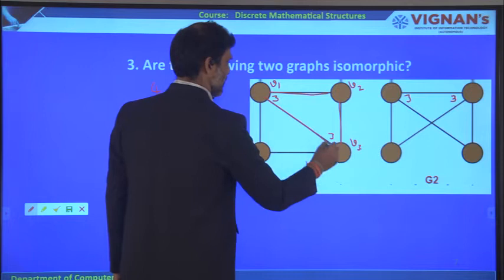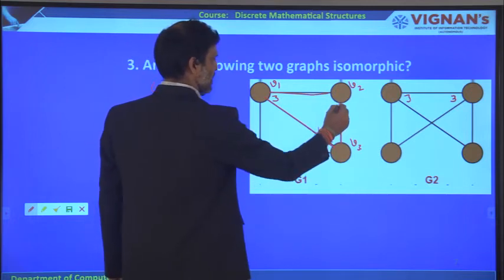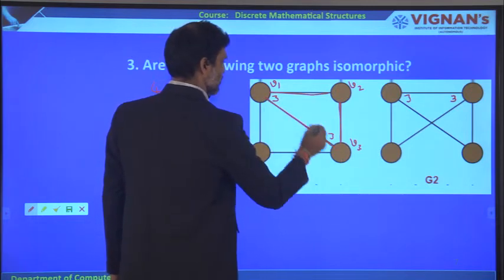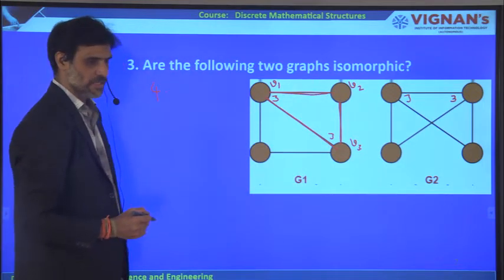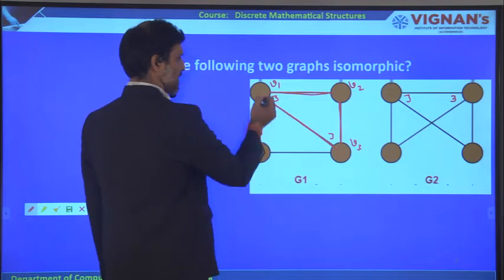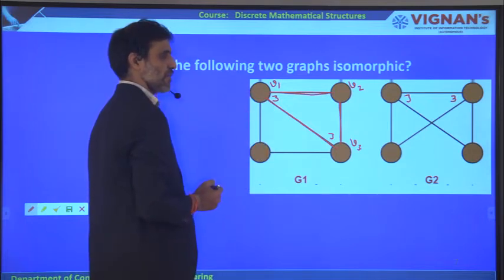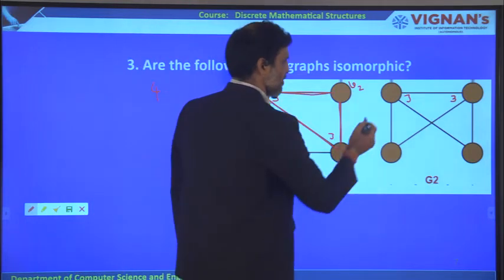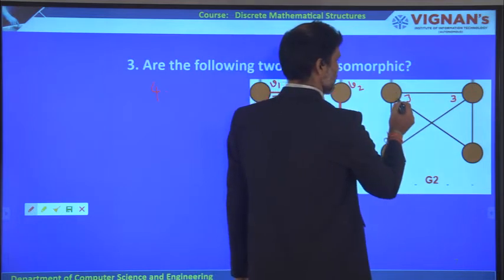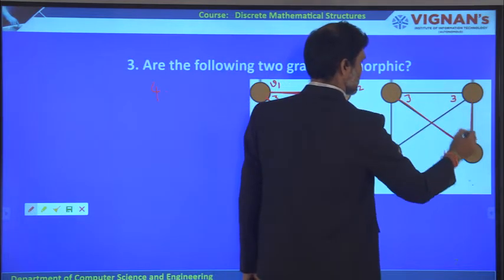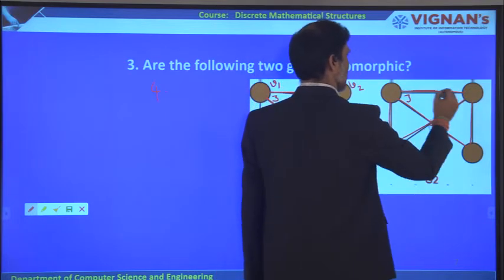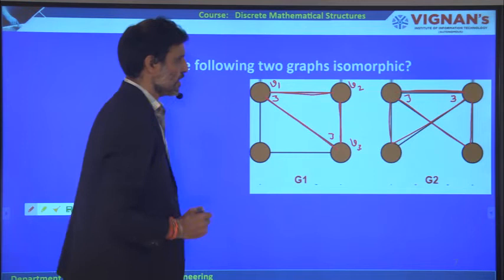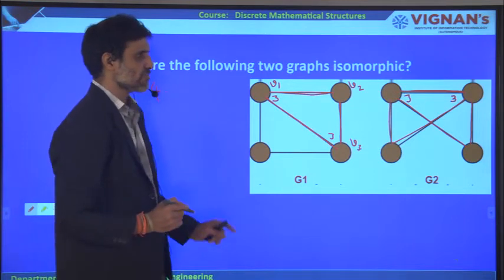Yes, it forms a cycle. Similarly, V3, whether it is forming a cycle or not? Yes, it is forming a cycle like this with respect to third degree vertices, or otherwise you can take it like this also. So therefore it is forming a cycle. Similarly, with respect to the third degree vertices, whether it is forming a cycle or not? Yes, it is. This will form a cycle like this, and this is also forming a cycle with third degree vertices. So all the four conditions are satisfying.